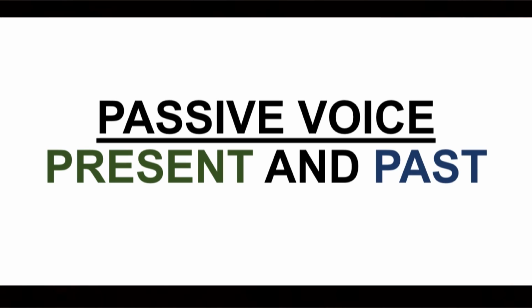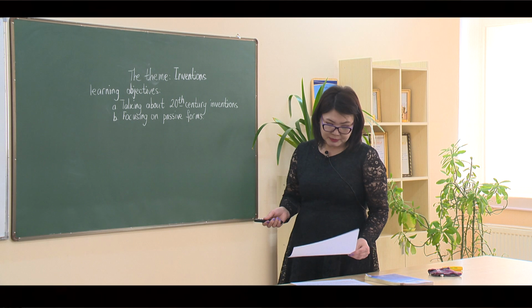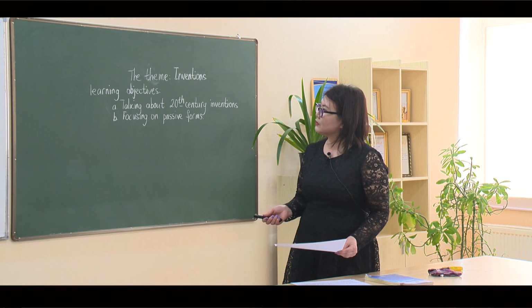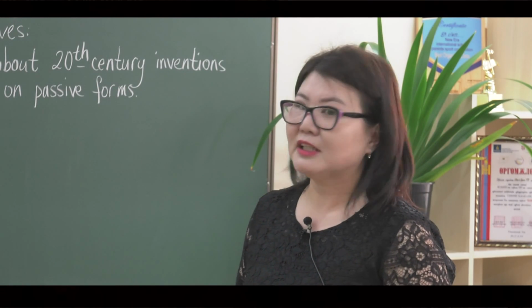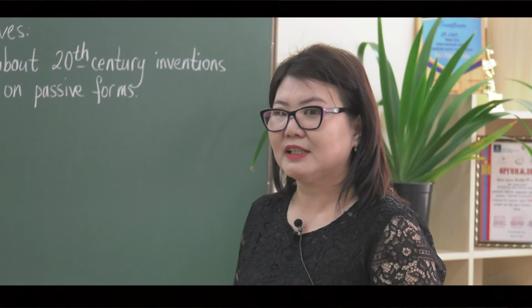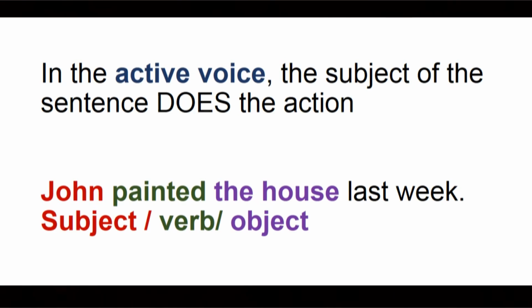In this case, we use passive forms. Now I'm going to explain the use of the passive form. Please look at the board and focus on the sentences. Passive voice examples. Today we are talking about only present and past passive forms. In the active voice, the subject of the sentence does the action. For example, John painted the house last week. In this sentence, John is the subject, painted is the verb, the house is the object.